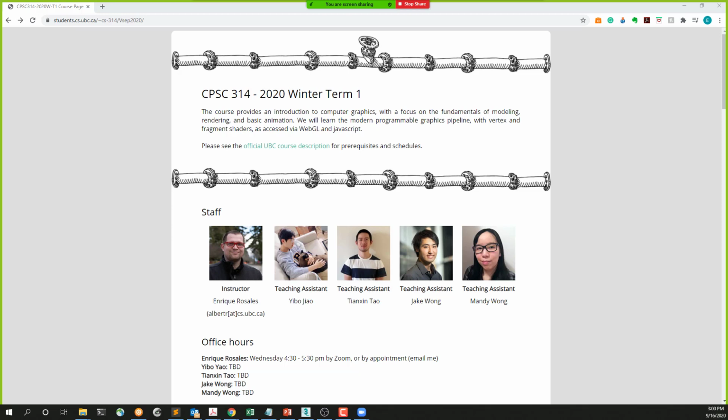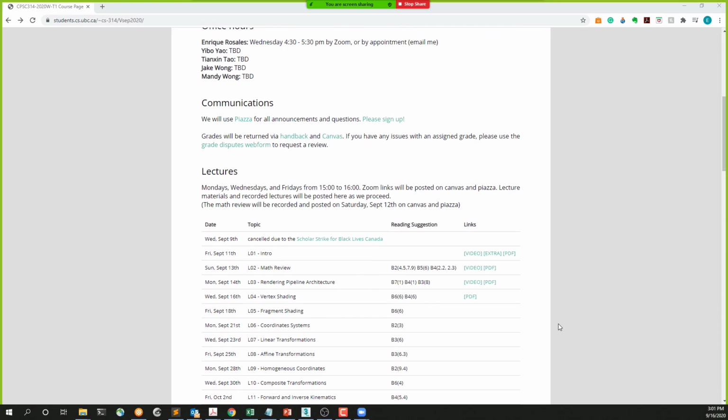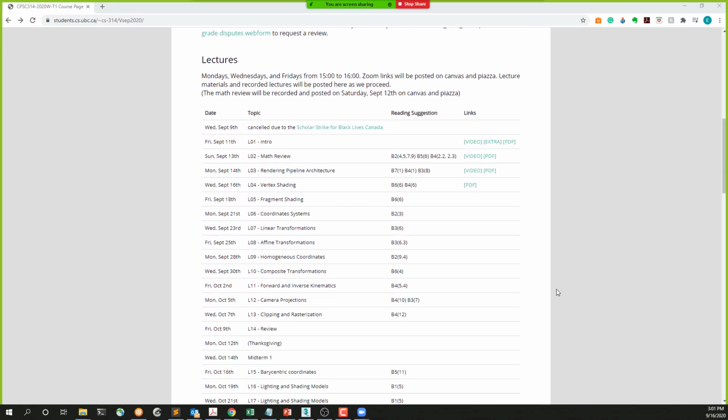So the first thing I want to talk about is I already made a couple of changes on the web page. Someone suggested that we should have a pointer for an interesting or suggested reading for each topic, for each lecture. I think it is a great idea, so I already did that. As you can see on the lectures, you have another column called reading suggestion.